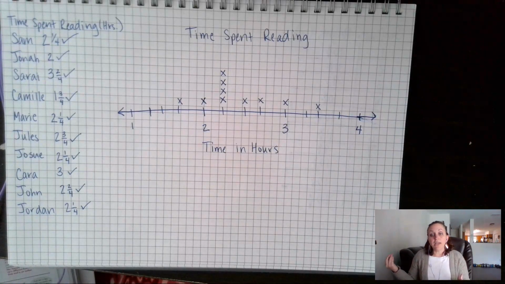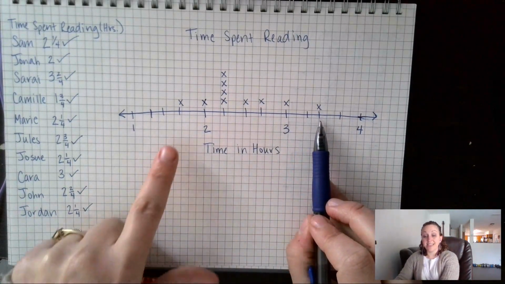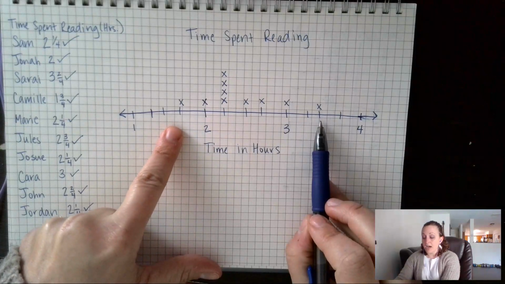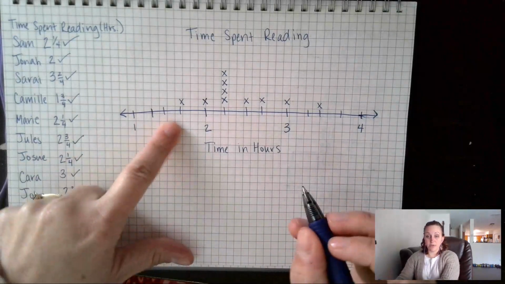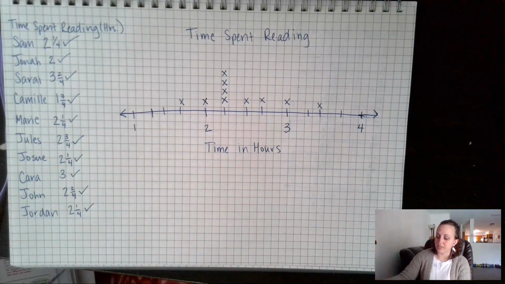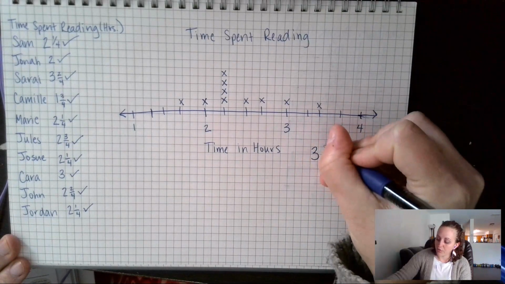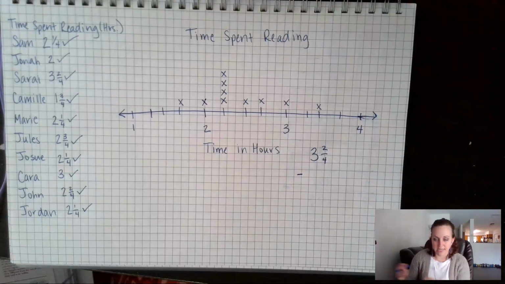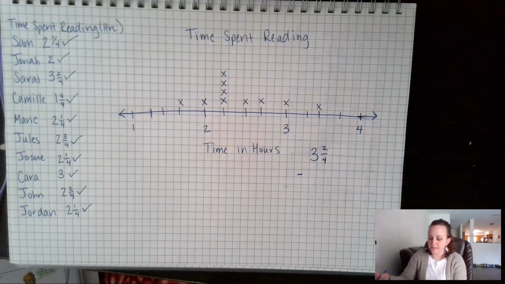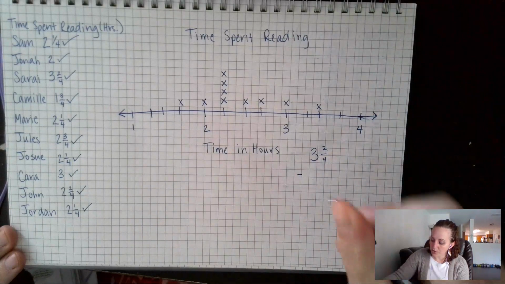Now I can also answer questions. Like if I wanted to know what is the difference between the most amount of time spent reading and the least amount of time spent reading, I'm going to subtract the biggest amount of time and the smallest amount of time, because what is the difference means to subtract. So the most amount of time spent reading was 3 2/4. This is also going to give me the range of my data. The range is how far it spans. And then I'm going to subtract 1 3/4.